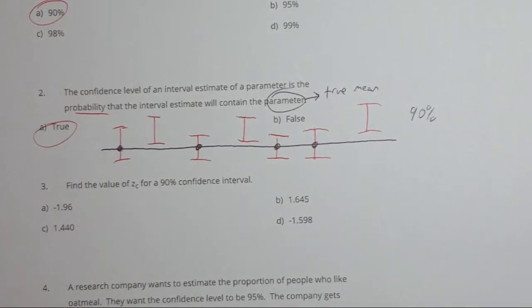We wouldn't typically say there's a 90% chance that our interval contains the true mean. We wouldn't typically say that in a p-stat, but for our purposes in Algebra 2, that would be okay for now. Let's go to number 3.